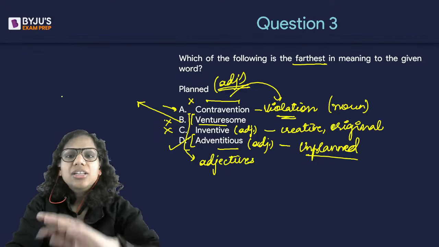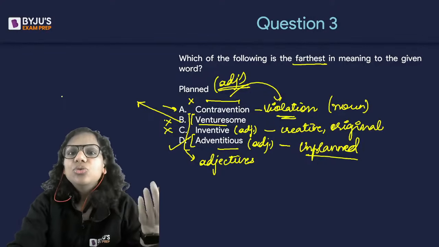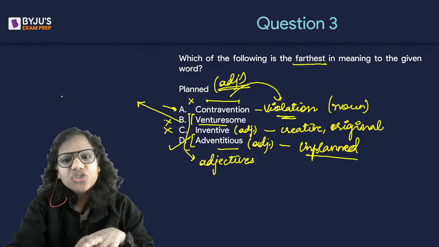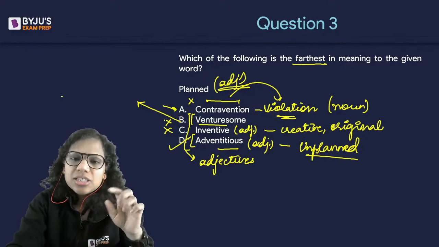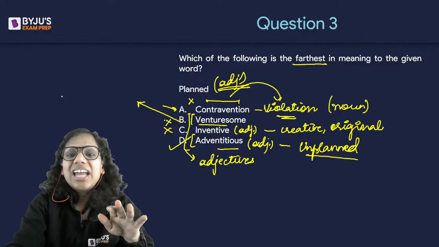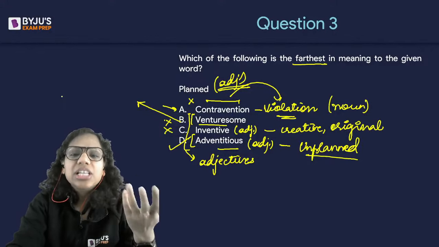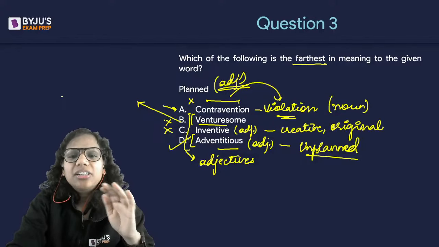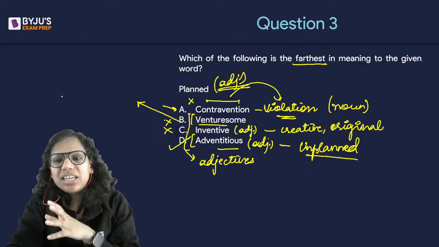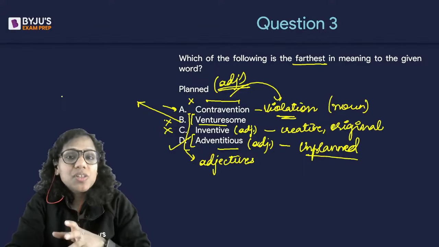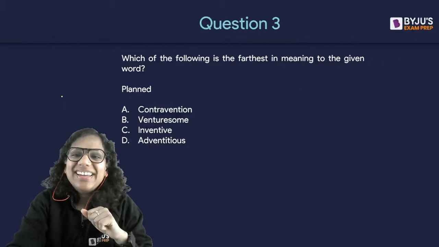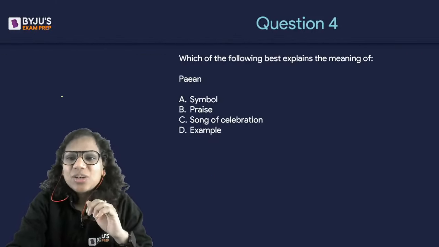Now question 2, question 3. Question 2 was relatively challenging because the word was difficult. Question 3 was challenging because these words sounded similar, right? They share the root vent, right? And some of you may have got confused between B or D. When you look at creative, risk taking, unplanned, they might appear similar ideas to you in a short span of time. That's why this was challenging, right? Let's look at this question now.